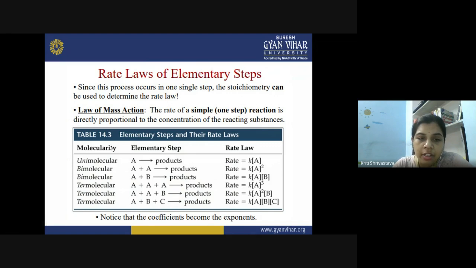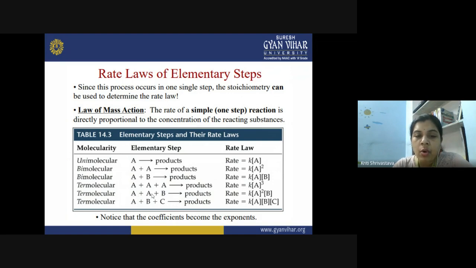For the unimolecular reaction, A gives product, the rate law is equal to k[A]. For the bimolecular reaction, A plus A gives product, the rate would be equal to k[A]^2. Then in bimolecular reactions with two different reactants, the rate is equal to k[A][B]. For a termolecular reaction, in which three molecules are present at the same time, you would have k[A]^3, and these are the different termolecular reactions with the molecularity 3.